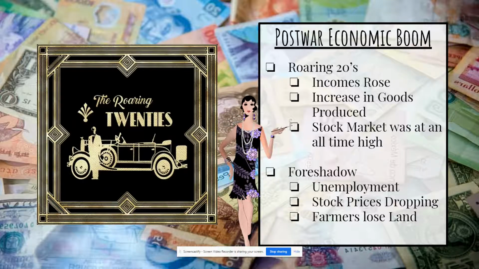Incomes are going to rise because people want this product and there's not enough supply for everyone to buy, so it costs more money. So people keep producing these products in hopes of making a quick return. So this leads to increased goods. The stock market was at an all-time high. People were investing in companies in hopes of making money and becoming rich quick.